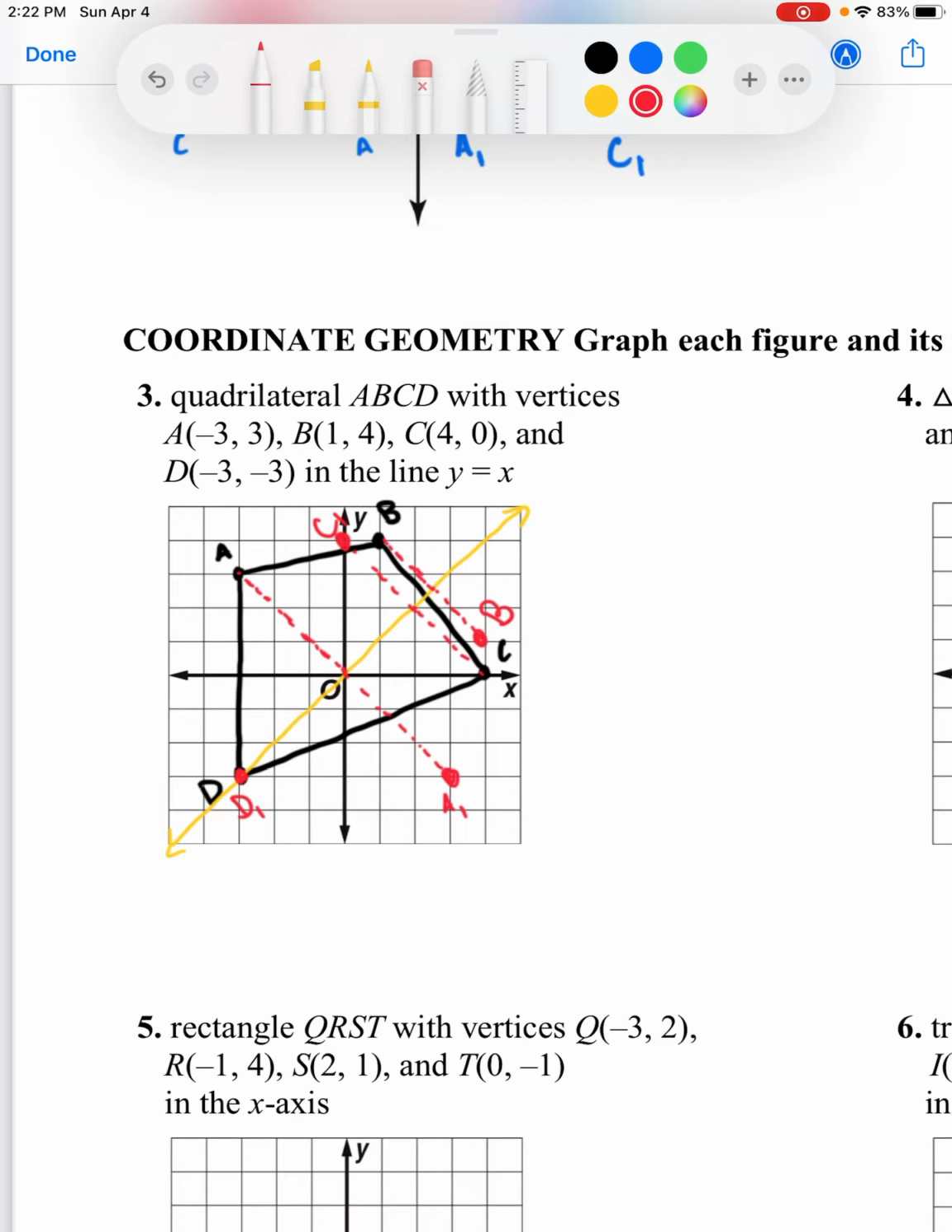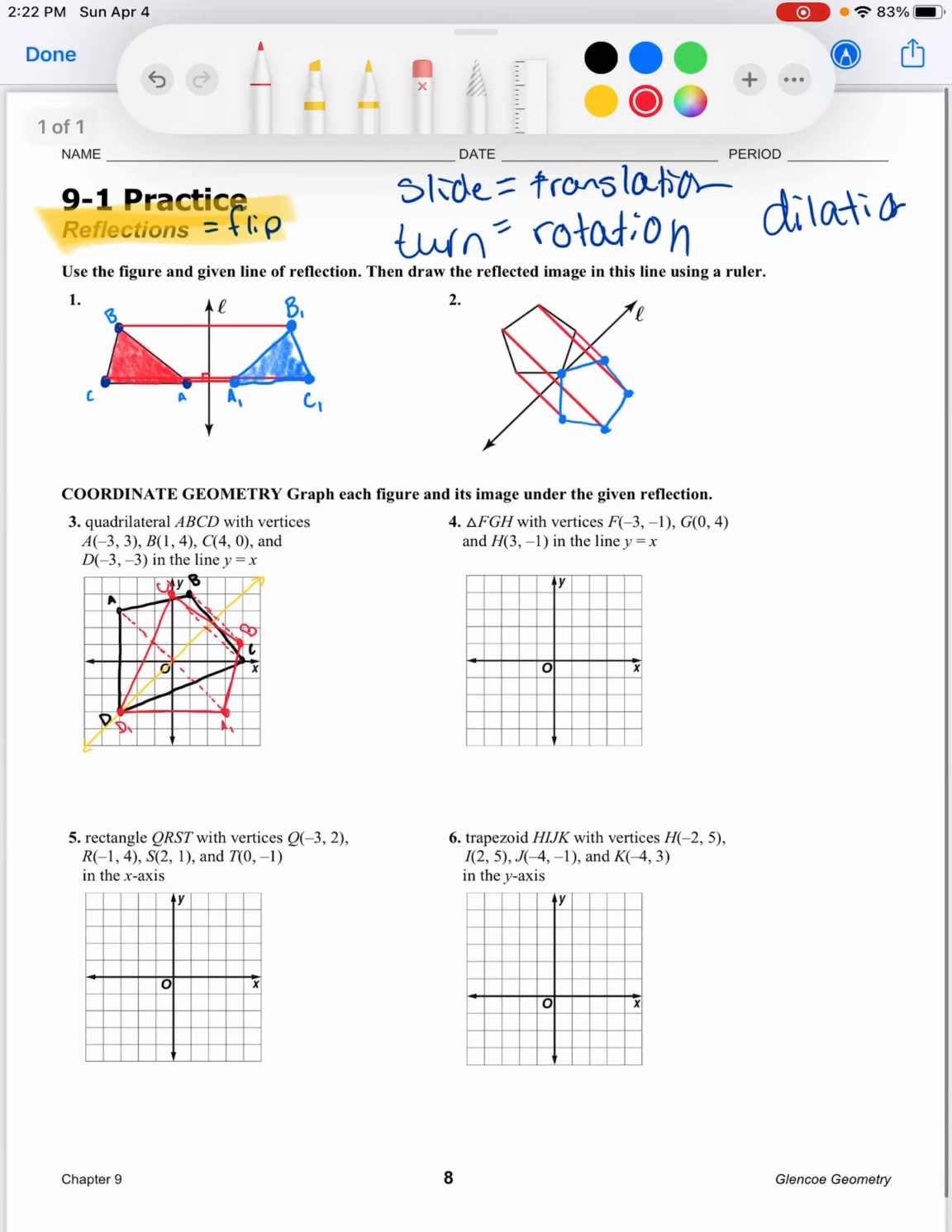So now we have our new shape. The last thing we need to do is connect these lines. Oh, that was a bad one. It was going so well up until that point. All right. So we have reflected quadrilateral ABCD across line y equals x. In class, I will show you how to do this on GeoGebra.